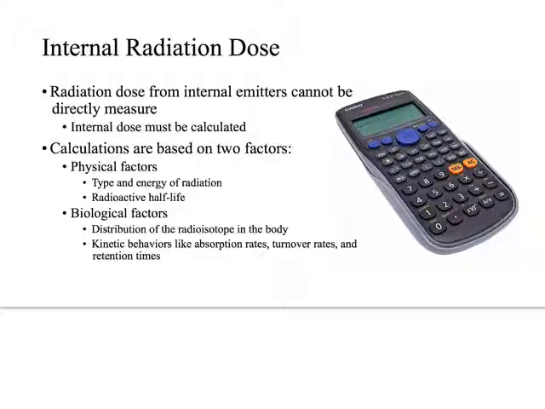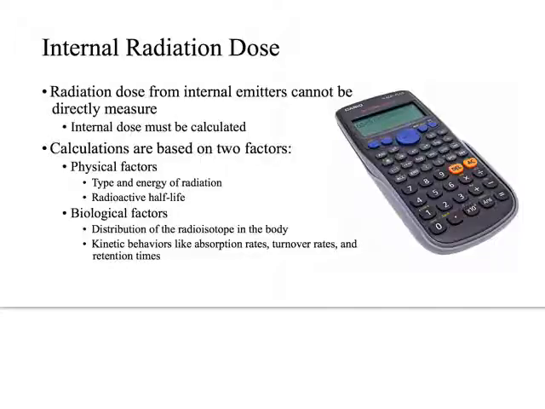And so the fancy word for that, well, it's twofold. There's going to be a distribution of the radiopharmaceutical through their body. So, for example, when I inject someone with I-131, it traces all through their body until it eventually winds up concentrating in their thyroid. There's going to be portions of it that never make it to their thyroid, right? Then, in addition to that, it has these kinetic behaviors, like absorption rate, turnover rates, and retention times that are how the body is processing this molecule or this atom.